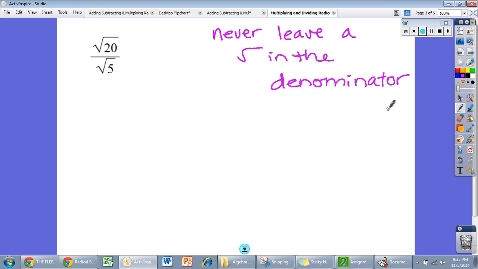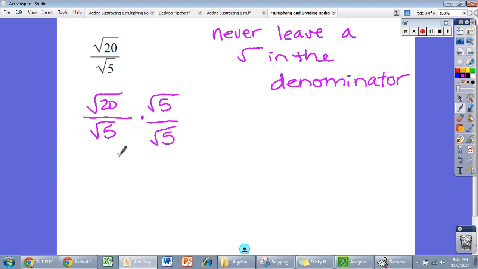And how we get rid of it is we're going to multiply by whatever that radical is. So we're going to have the square root of 20 divided by the square root of 5. To get rid of it, I'm going to multiply both the top and the bottom by the square root of 5. Basically, all I'm doing is multiplying it by 1, because anything divided by itself equals 1.